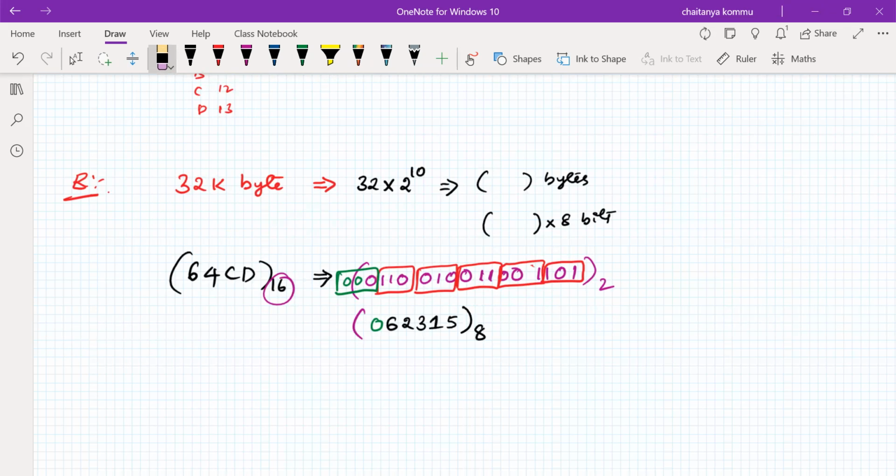Is it clear? So which one is the fastest method? Converting from hexadecimal to decimal and decimal to octal is easy, or converting from hexadecimal to binary is easy? Binary to octal. Binary conversion is very easy, right? That is the one question they have asked. So this is the first question, then the second question. We'll do other problems also.